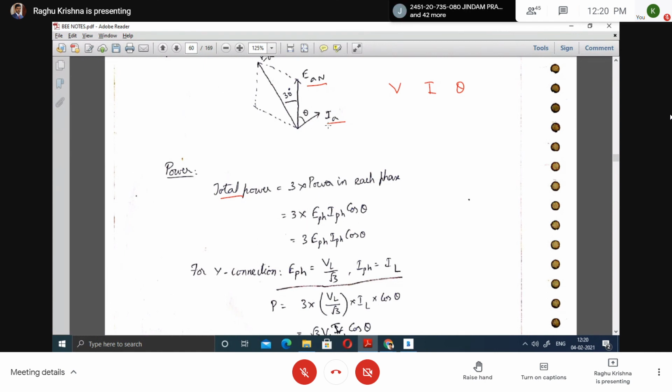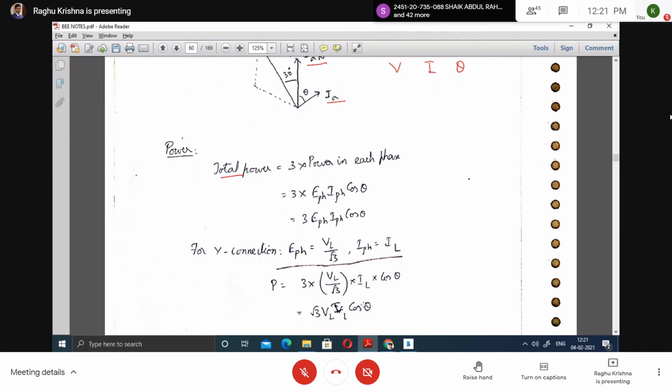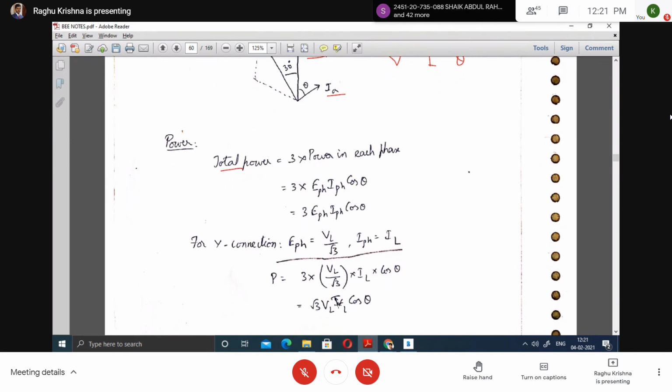For star connection, line current and phase current are both the same, so it is represented with IA here. Now you can write 3 E phase I phase cos theta. We have already proved that for the star connection, E phase equals VL by root 3 and I phase equals IL. Substituting E phase equal to VL by root 3 and I phase equal to IL, you are going to get root 3 VL IL cos theta.